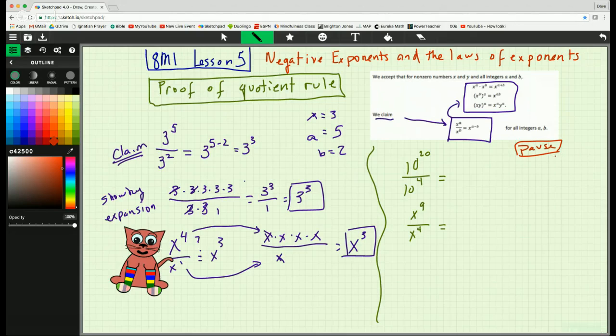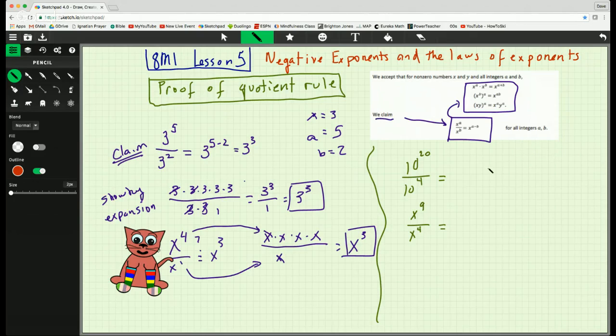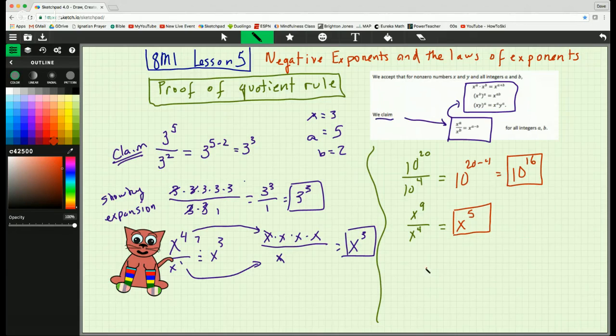Okay, now I'm going to assume you're back after having solved these problems, and our answer is 10 to the 20 minus 4, which is equal to 10 to the 16th. And here we get x, and I won't even write out our subtraction. I'll just write x to the 5th. And there's the power of our rule.